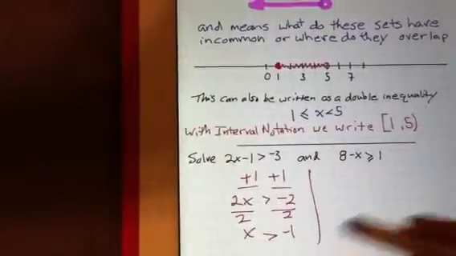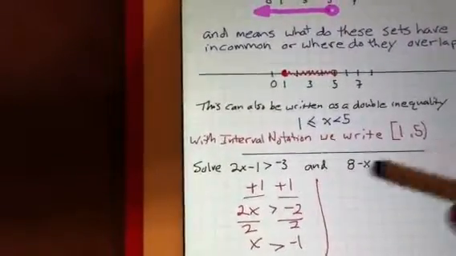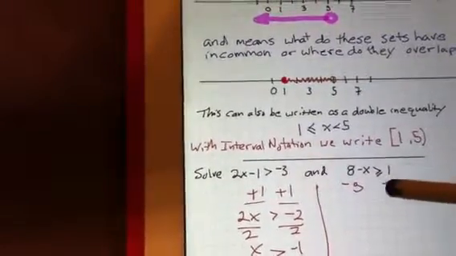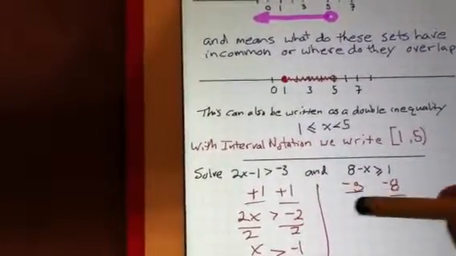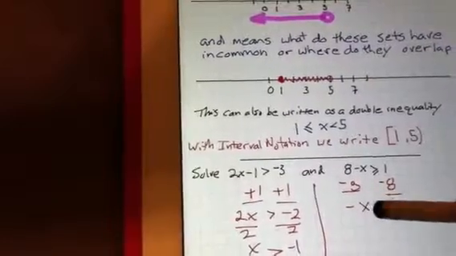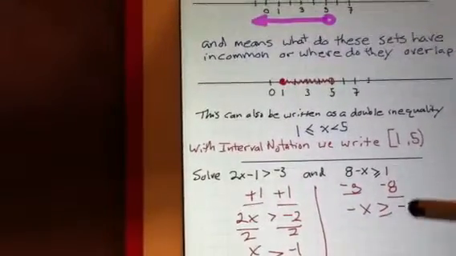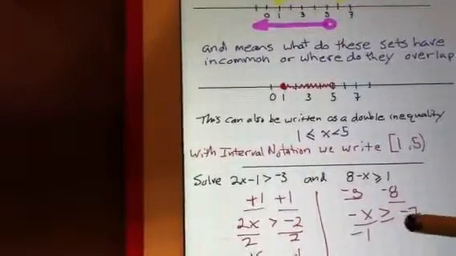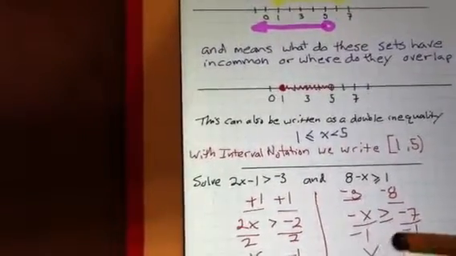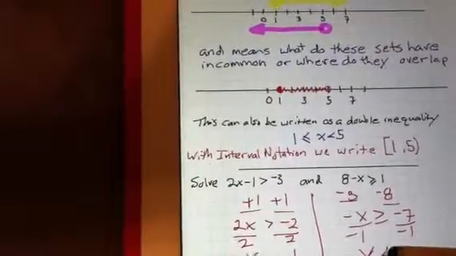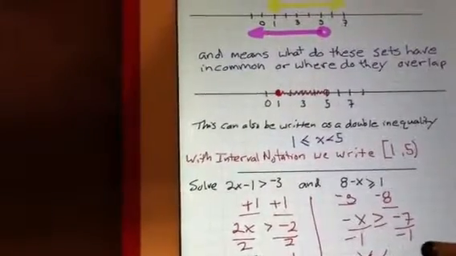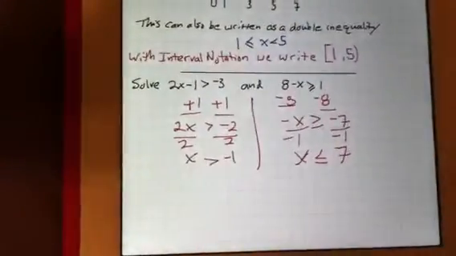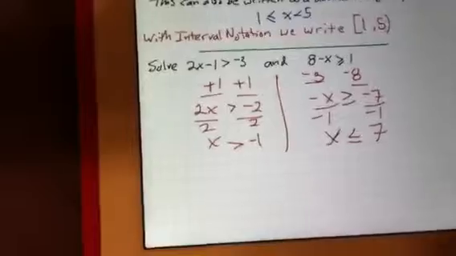Okay, then I have to do the other side separately. So there I would subtract 8 from each side, and that gives me negative x is greater than or equal to negative 7. Dividing by negative 1, I get x is, remember we have to change the direction, less than or equal to 7. Oops, was that off the screen? Sorry. Alright, so then I got to put those together.